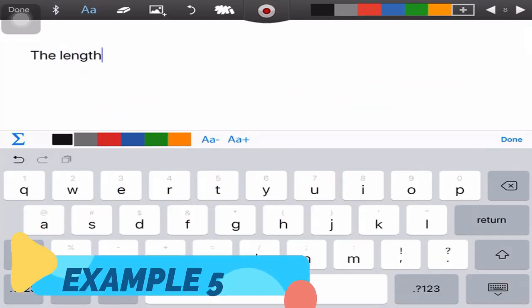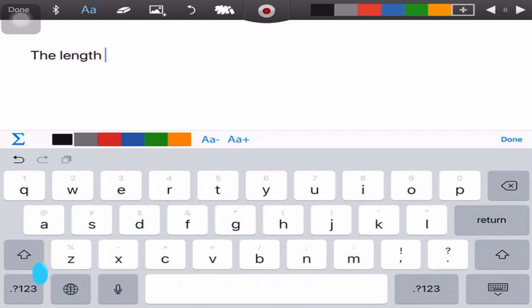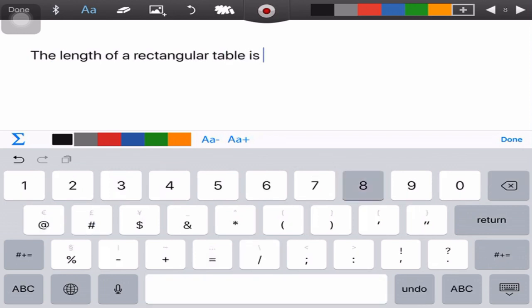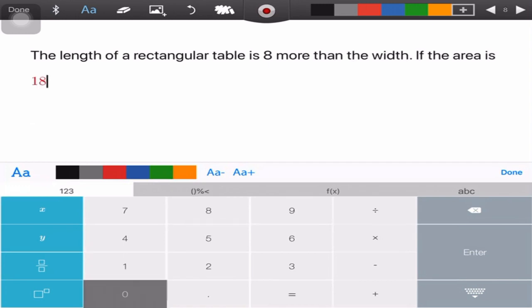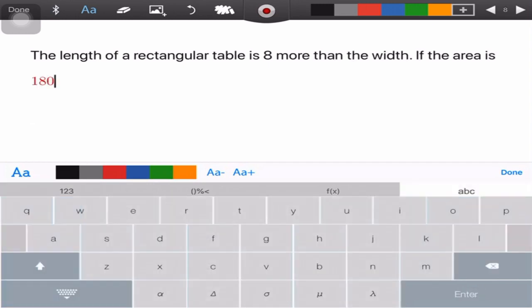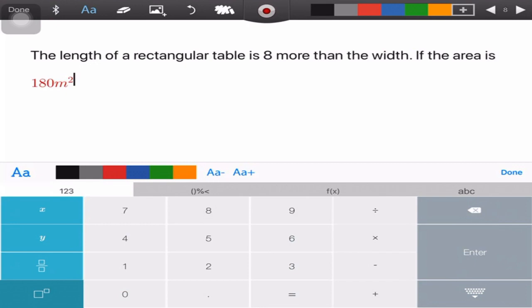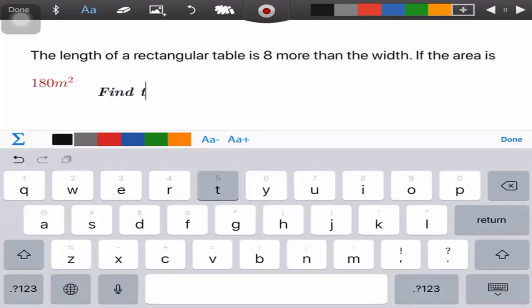The length of a rectangular table is 8 more than the width. If the area is 180 meter squared, find the length and the width.